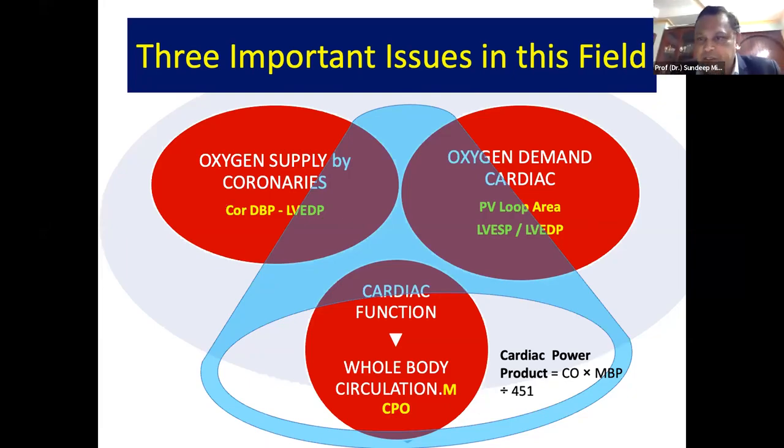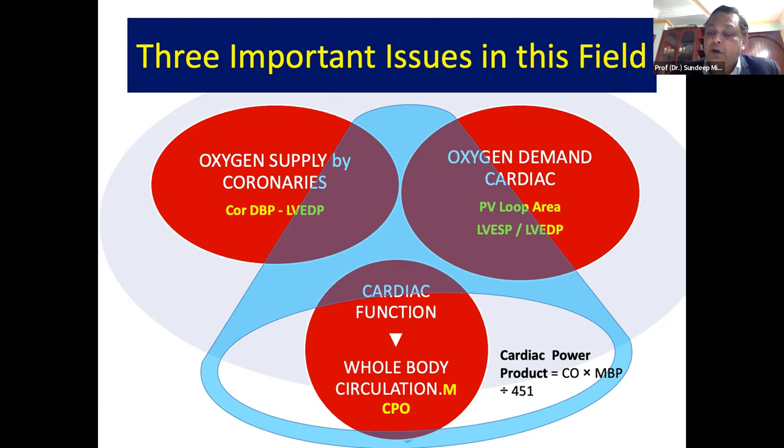So coming to cardiogenic shock, as Dr. Ram said, there are three things that are very important in this particular field. One is the issue of oxygen supply by coronaries. We talk of blood supply, but I will say oxygen supply because ultimately it's oxygen that is being supplied by coronary arteries, and that is determined by coronary diastolic blood pressure minus left ventricular end diastolic pressure. So the coronary diastolic pressure minus left ventricular end diastolic pressure gives us the blood flow through the coronaries and essentially oxygen supply by the coronaries.